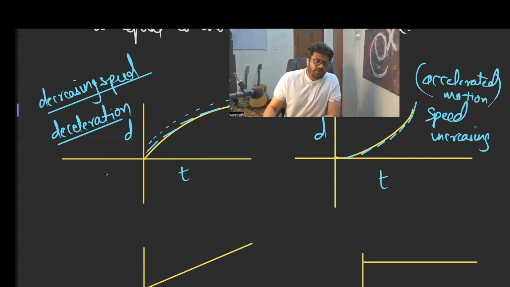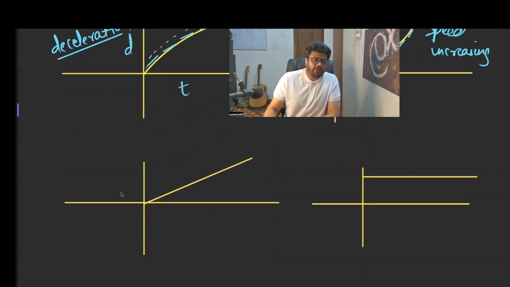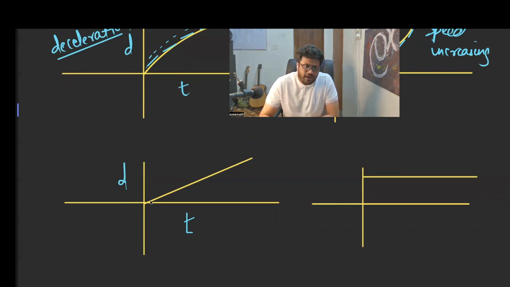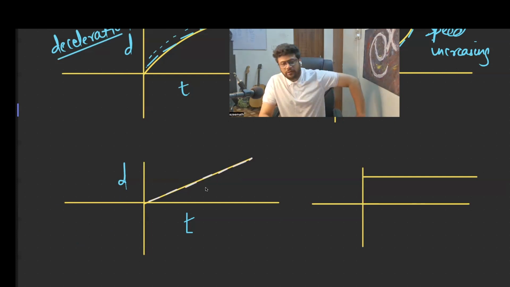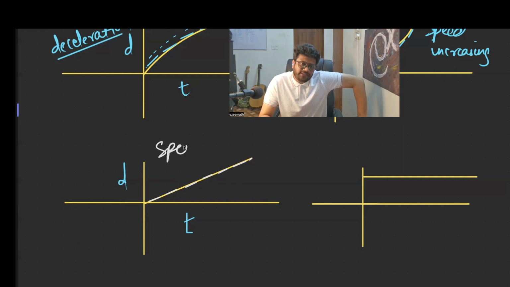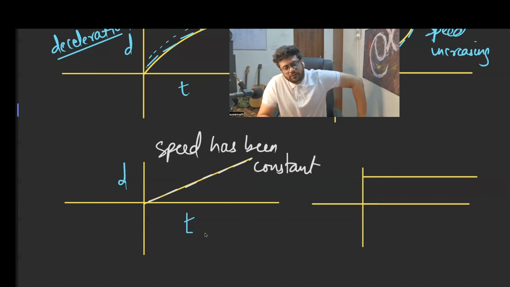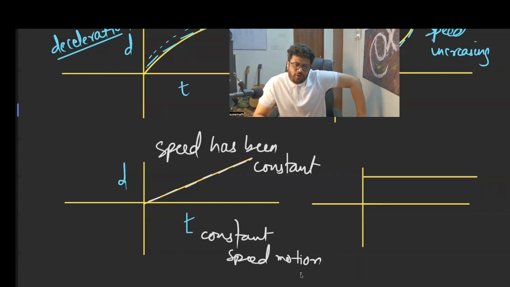Well, look at this one down here, the third one we have here. When I try to draw tangents to this curve, I see they're going to be straight lines. The tangents are all straight. They're not changing their slope. If the tangents don't change their slope, it means that the speed has been constant. So what you're looking at now is a constant speed motion. You can call it a uniform motion.